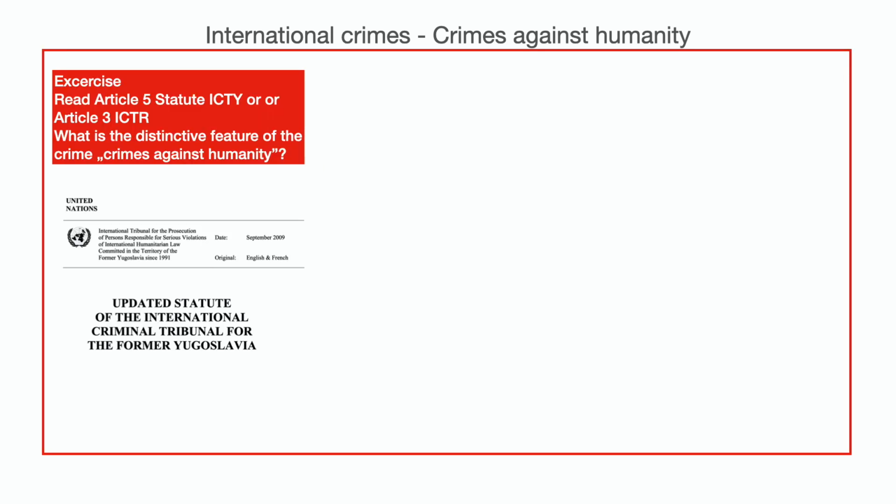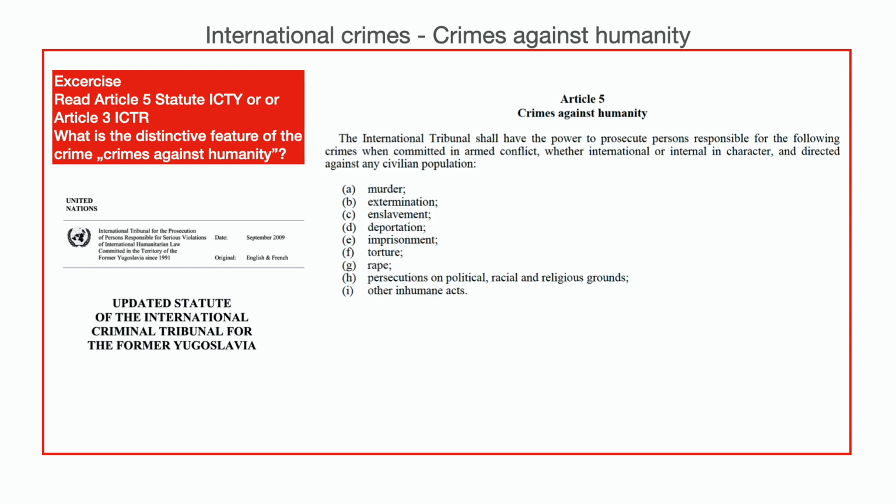Students, stop the tutorial for 10 minutes and read Article 5 of the Statute of the International Criminal Tribunal for the former Yugoslavia and answer the question: what is the distinctive feature of crime against humanity? Students, stop the tutorial for 10 minutes and read Article 3 of the Statute of the International Criminal Tribunal for Rwanda and answer the question: what is the distinctive feature of crime against humanity?